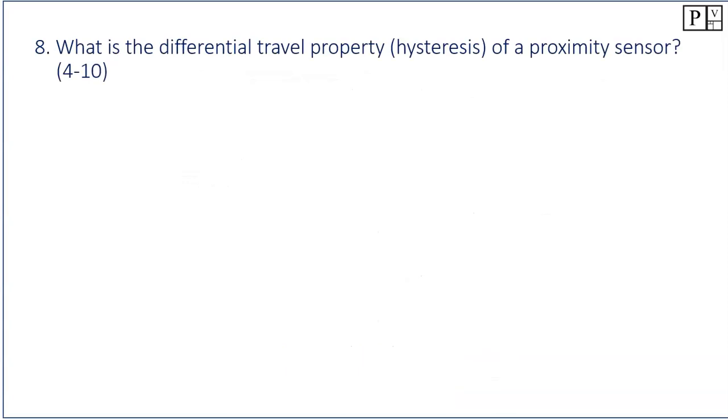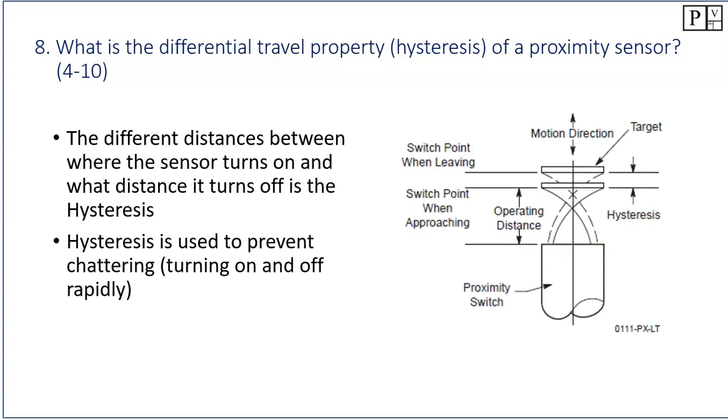Okay, what's the differential travel property or the hysteresis of a proximity sensor? So on the analog sensor and on the discrete sensors, we saw that there was a hysteresis. There was a difference between where it turned on and where it turned off. So particularly with the digital outputs or the discrete outputs, for the inductive and the capacitive sensors, the hysteresis, or the difference between the turn on and turn off point, was like a 0.5 mil to 1 mil difference between the two. That's just so that if something's vibrating, it doesn't turn the switch on and off, on and off, on and off as it vibrates.